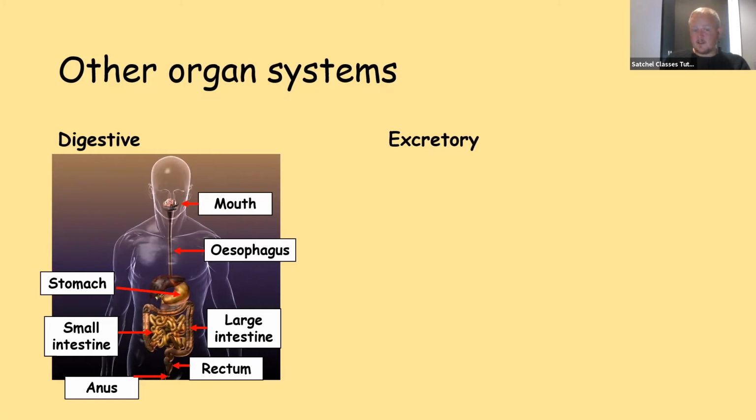The small intestine then passes to the large intestine, which reabsorbs any water from our food. Then the large intestine passes to the rectum, which is where fecal matter is stored, before it passes out through the anus in egestion. Egestion means getting rid of food waste, such as fecal matter.